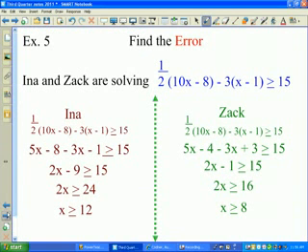In this example number 5, I didn't have them write down in their notes, but we can definitely look at it visually. I want you to find the error. So we had Anya and Zach, and they're solving this inequality: 1/2 times (10x minus 8) minus 3 times (x minus 1) is greater than or equal to 15. So which one, was it Anya or Zach, that had the correct answer?